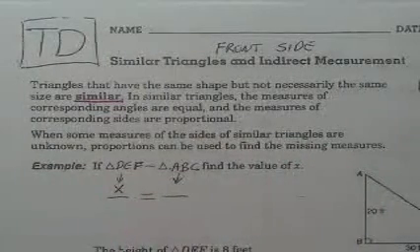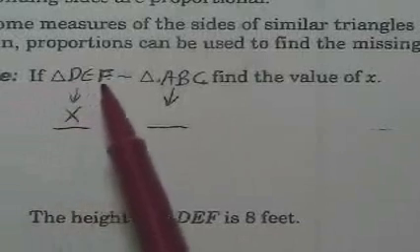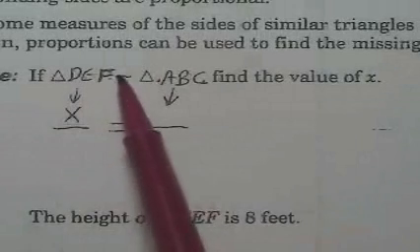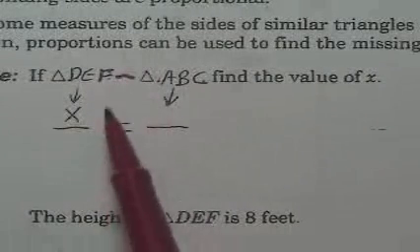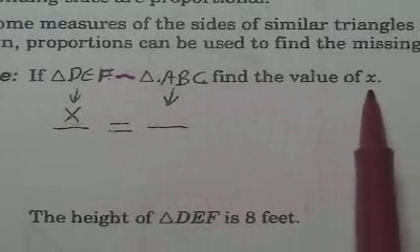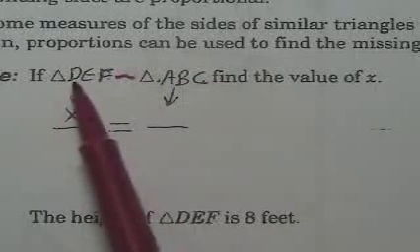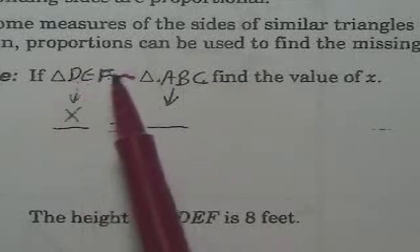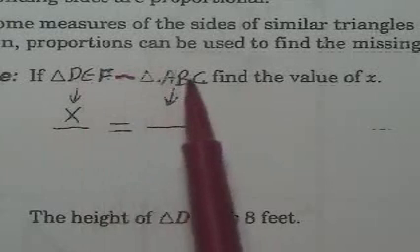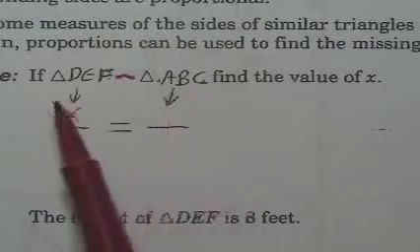Example. If triangle DEF, and this is the symbol we use for similar, it's just one squiggly line, is similar to triangle ABC, find the value of x. Now the order is important. In other words, vertex D matches up with vertex A, vertex E matches up with vertex B, and F matches up with C. The order is important.